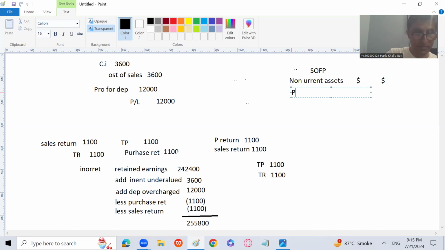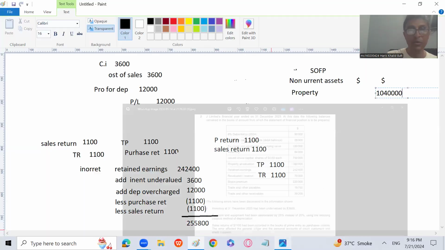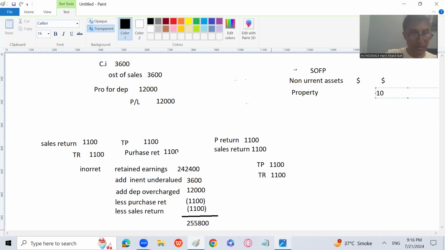Property. That is 10,40,000. Let's see if I'm right or wrong. 10,60,000, sorry. Okay. Next is furniture and equipment.